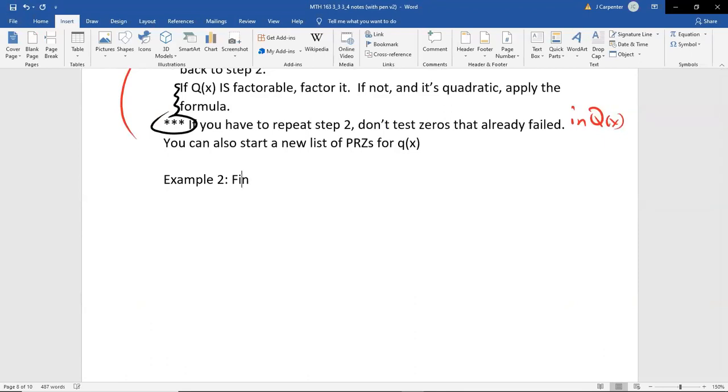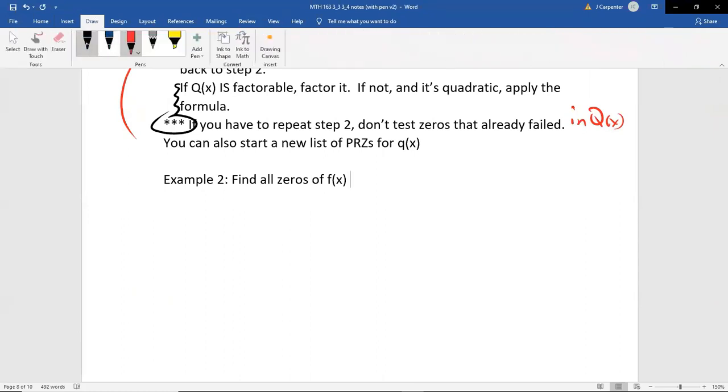Find all zeros of f of x. Now, I could do the exact same problem and give different instructions. I can say factor f of x, and it could end up being the exact same problem. So f of x equals x cubed plus 2x squared minus 5x minus 6. Oh, a 4-term polynomial that's cubic. Let me just factor it.